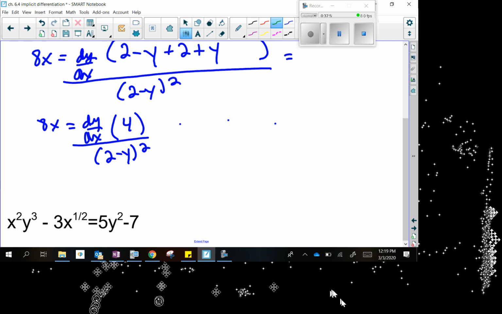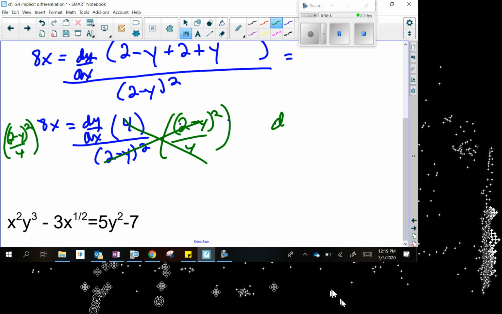What's that? Right, yes. Or again, we could multiply by the reciprocal over here. And those all cancel. So we get dy/dx equals 8x over 2 minus y squared over 4.